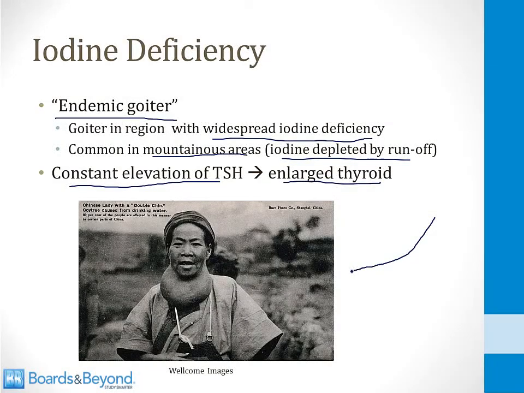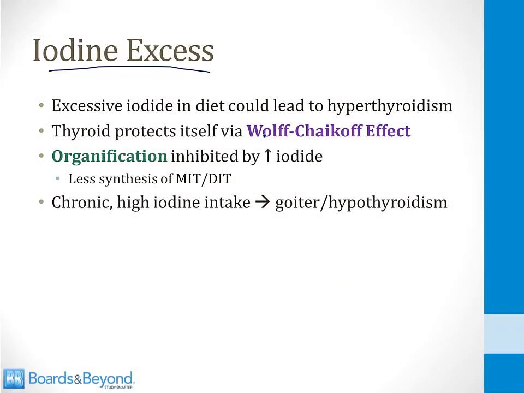And this is a picture of a woman with a severe iodine deficiency on the screen. You can see she has a massive goiter in her neck. She's not consuming enough iodine to make thyroid hormone, and the pituitary is constantly stimulating her thyroid gland, making it bigger and bigger. Iodine excess can also lead to hypothyroidism via the Wolff-Chaikoff effect.